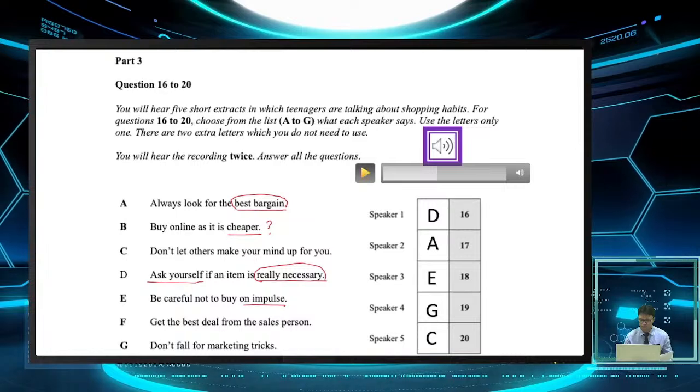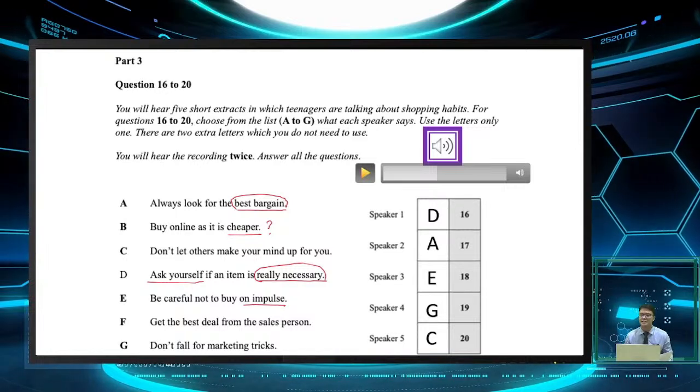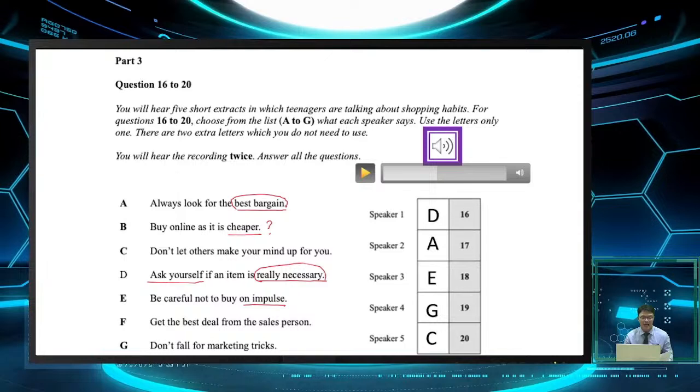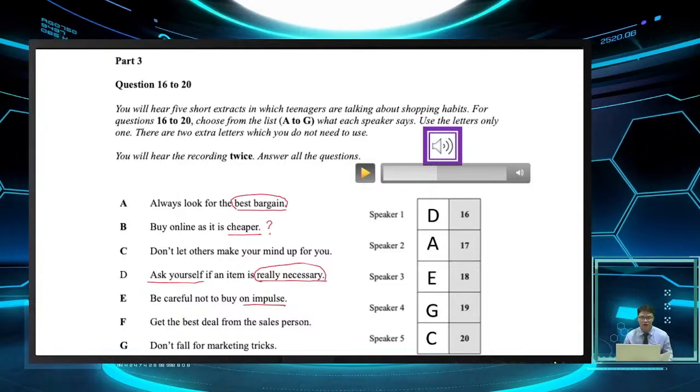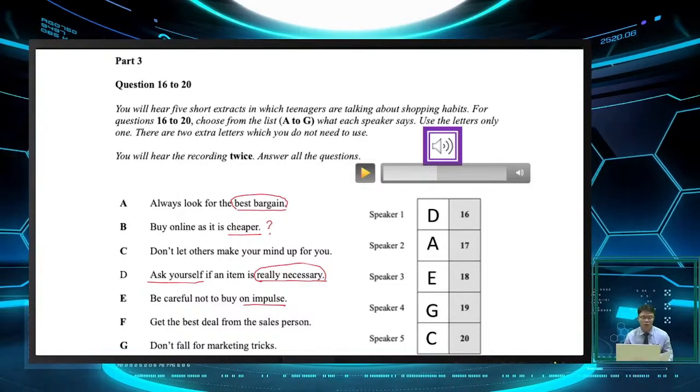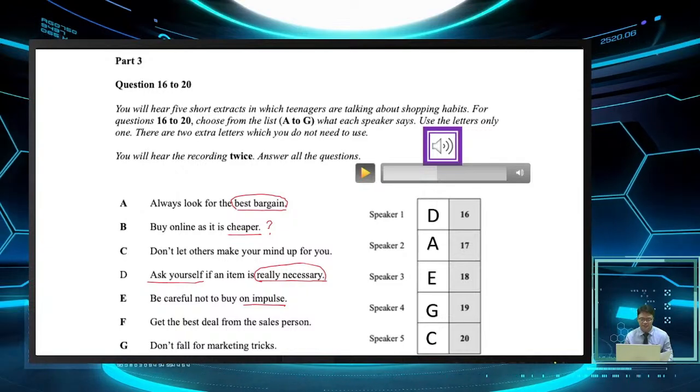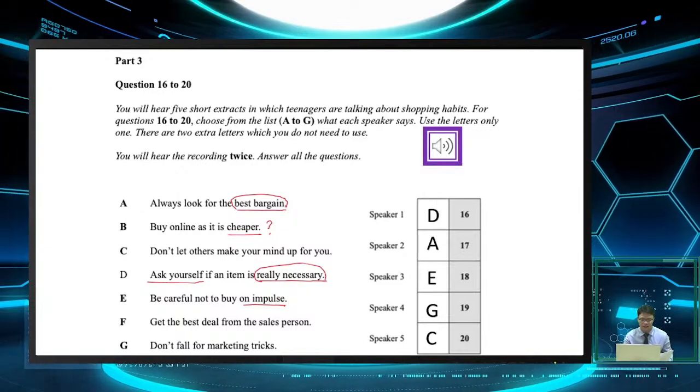Okay, so here you can see that the speaker says, I ask myself whether I need it or not. So you have the words, ask yourself, really necessary. So the answer here is Speaker 2.